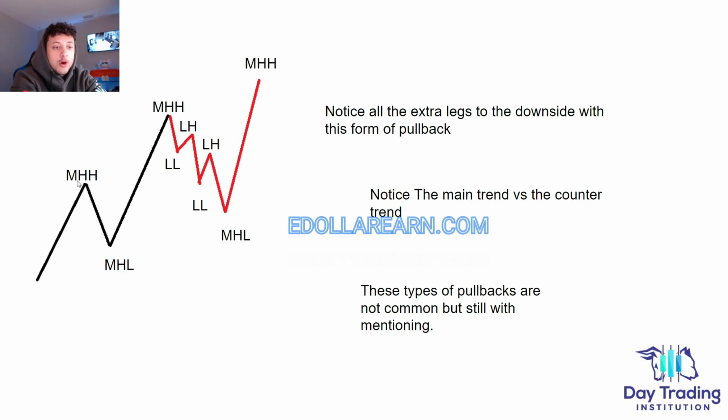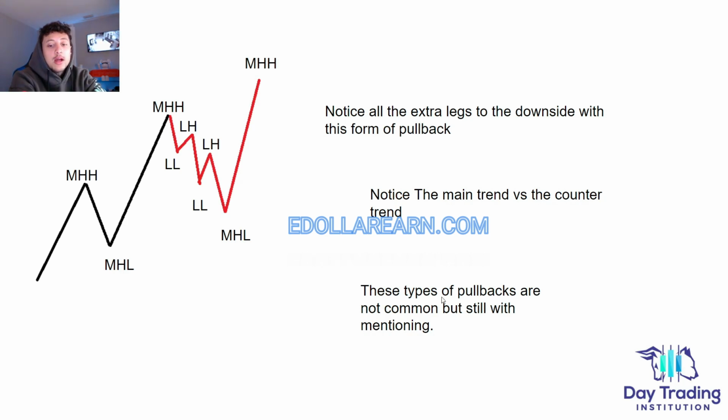So we have our main higher high point, our main higher low point. We have our main higher high point. And notice how, again, we have a lower low, then a lower high, then a lower low, then a lower high. Then we have our major higher low point, and then we have our major higher high point. But notice how within this big bullish trend, we have a little bearish trend, right? Notice all the extra legs to the downside. This is the form of a breather pullback. Notice the main trend versus the counter trend, right? The main trend is where we have the main higher highs and the main higher lows, right?